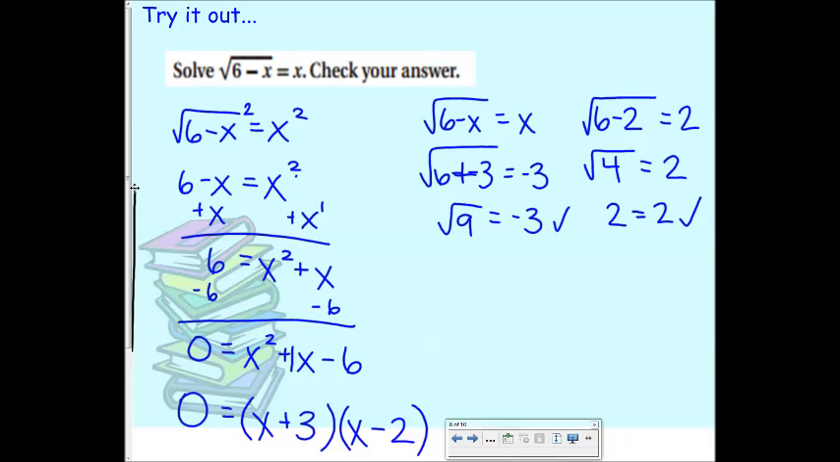All right, try these. The first two are just with both sides. The next three, make sure you check your answers on those. Go ahead.